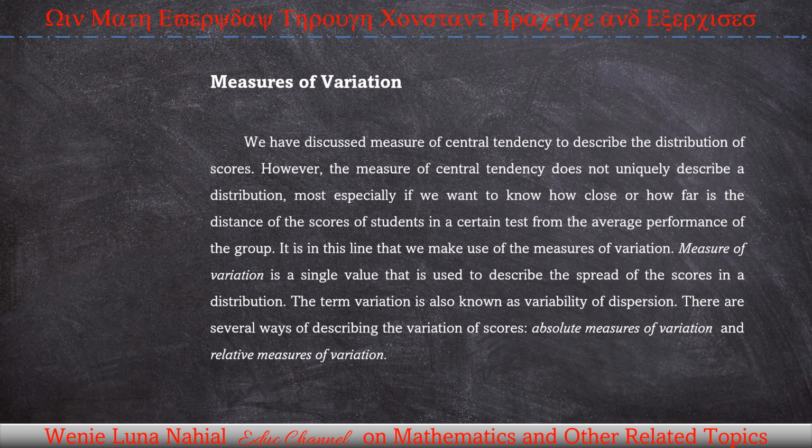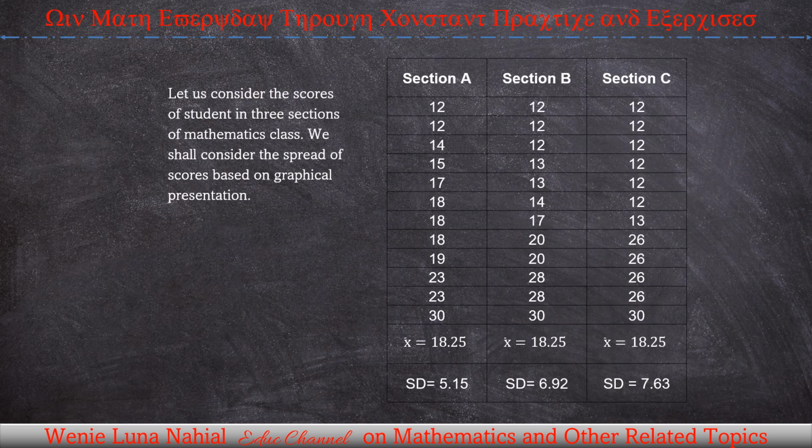Measure of variation is a single value that is used to describe the spread of the scores in a distribution. The term variation is also known as variability or dispersion. There are several ways of describing the variation of scores: absolute measures of variation and relative measures of variation. Let us consider the scores of students in three sections of a mathematics class. We shall consider the spread of the scores based on graphical presentation.